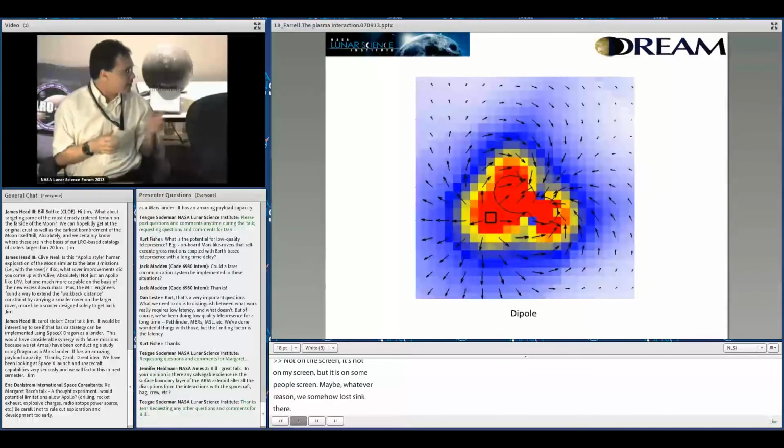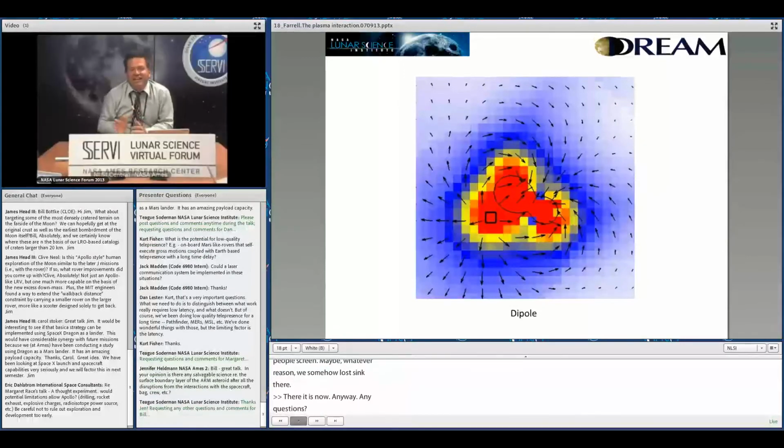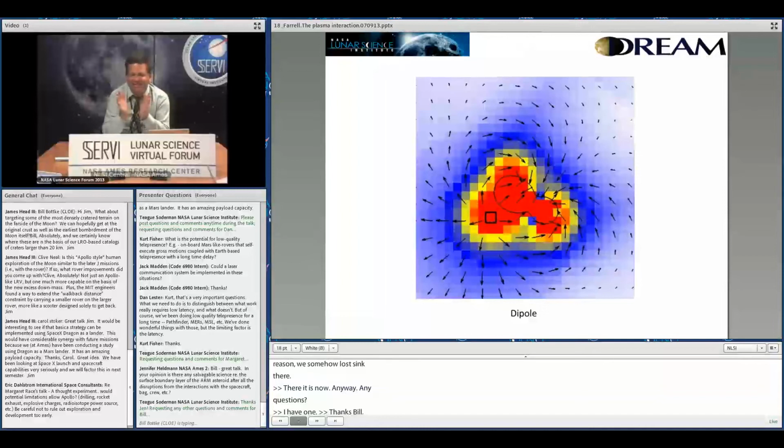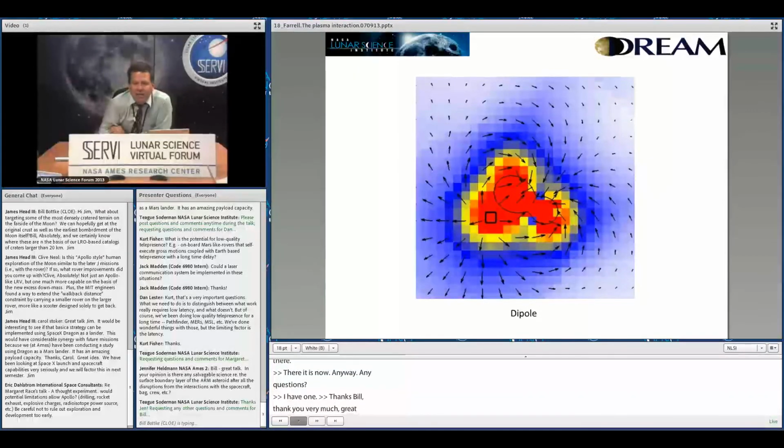I have one. Yeah, Bill, thanks very much. Great talk. So we do have one from Jen Heldman at Ames. Bill, great talk. In your opinion, is there any salvageable science regarding the surface boundary layer of the ARM asteroid after all the disruptions from the interactions with the spacecraft, bag crew, etc.?